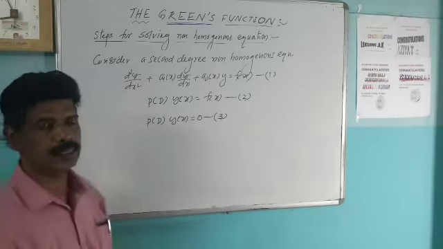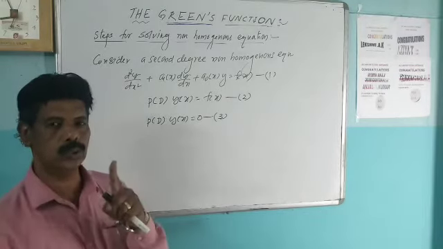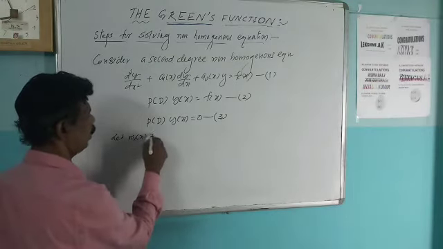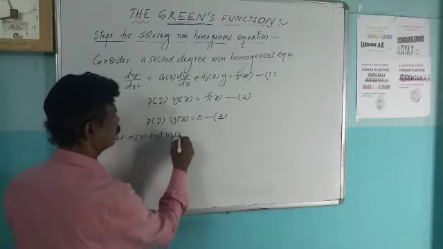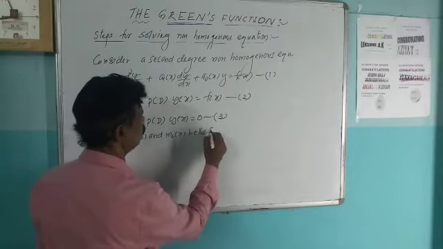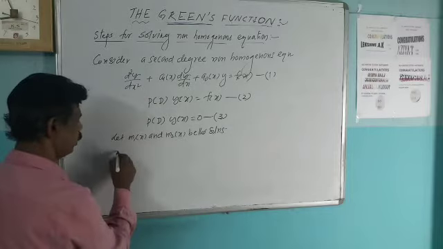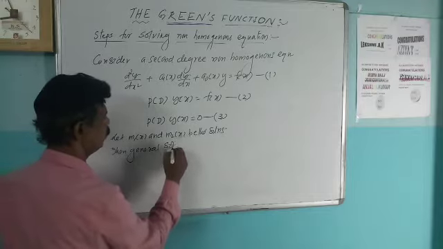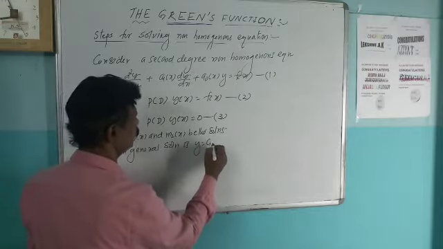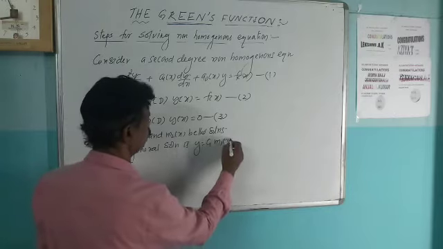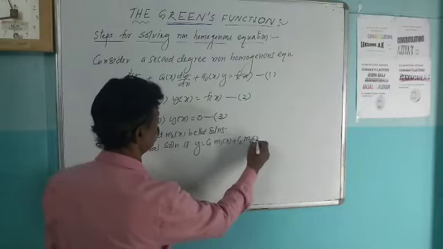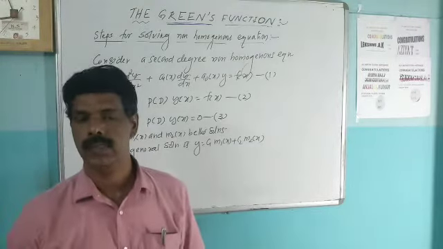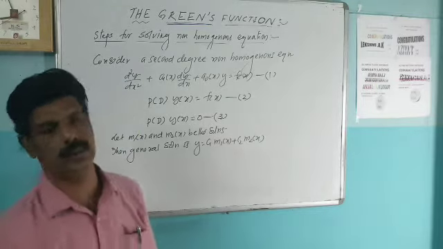If the given equation is a second degree equation, we get two solutions. Let m1(x) and m2(x) be the solutions. Then we can write the general solution as y equal to c1 m1(x) plus c2 m2(x), where c1 and c2 are two constants.